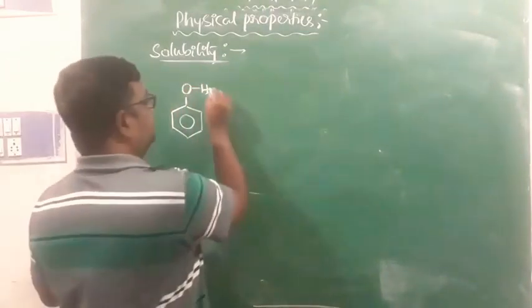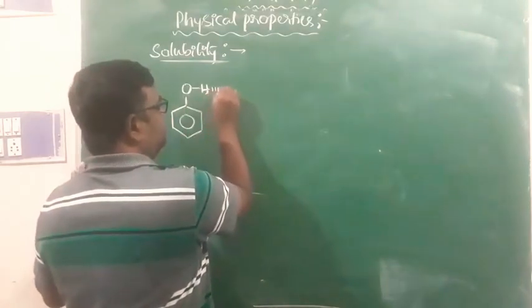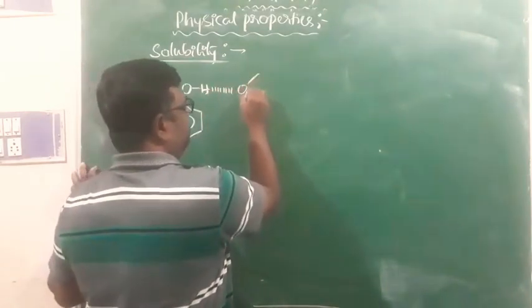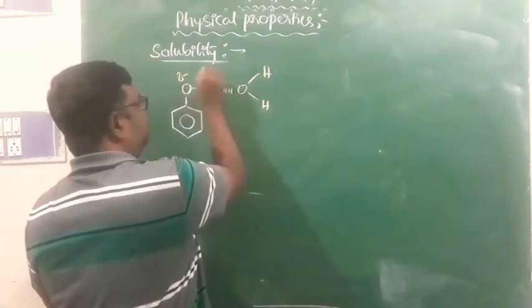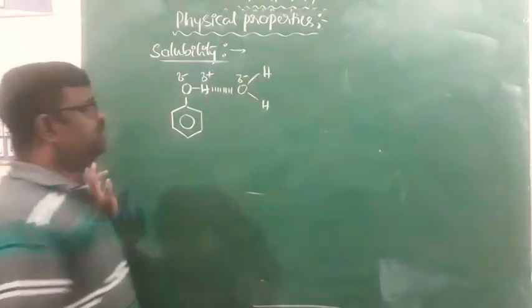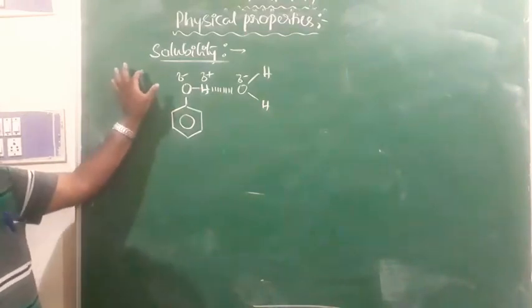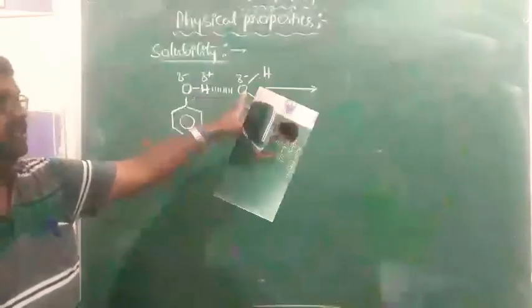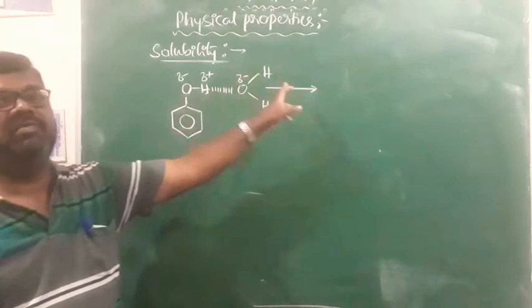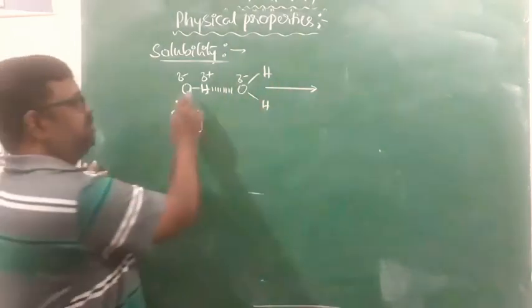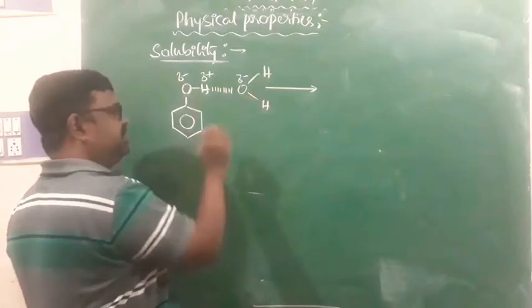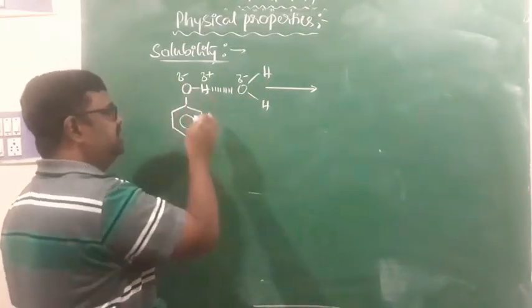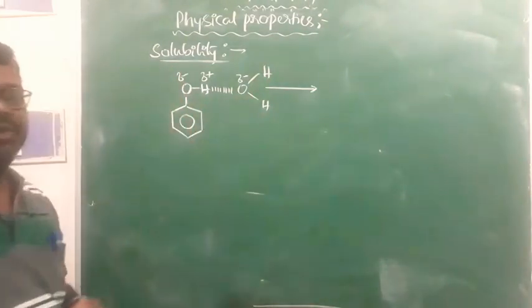The OH bond of phenol is capable of forming hydrogen bonding with water. That OH bond of phenol can take part in hydrogen bonding with water. Therefore, this makes phenol dissolve in water. This force influences phenol to be soluble in water.